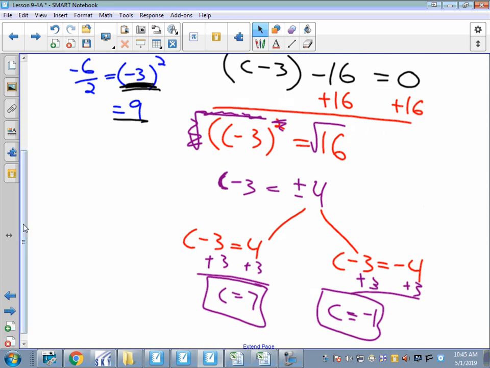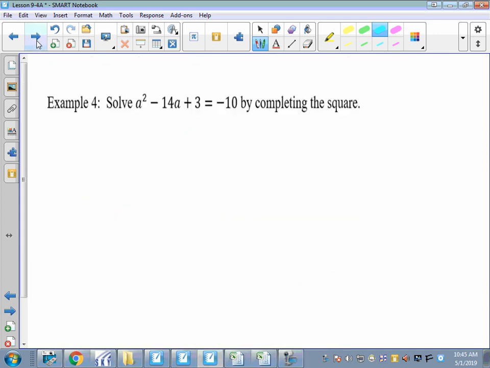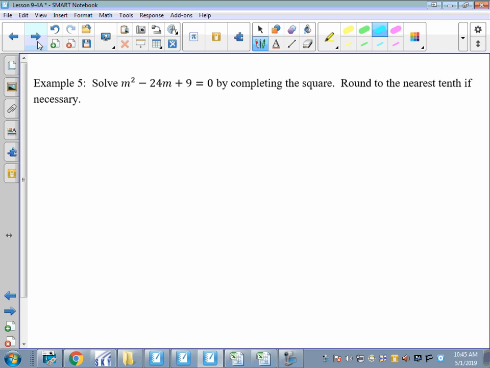The only thing that's important is your A value, and I just want to point this out, that if your A value is not 1, you cannot complete the square. So your A value has to be 1. If your A value is 1, then completing the square is an option. If it's not 1, you cannot do that. Okay? So let's try this one, example 5.